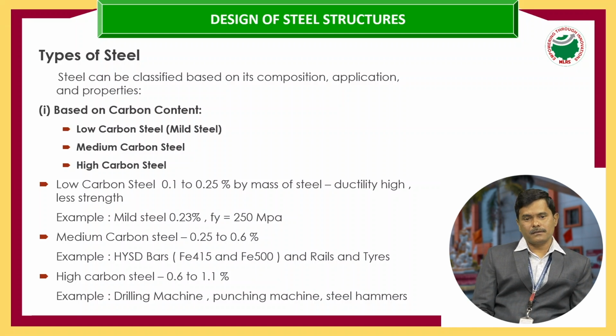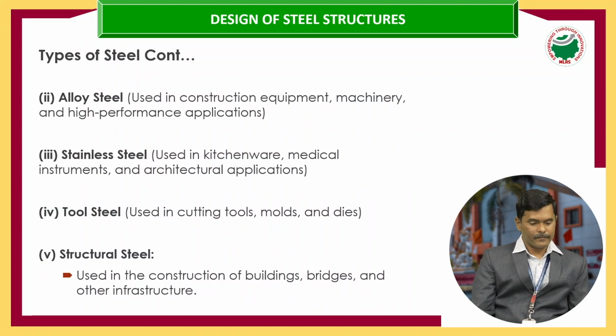Medium carbon steel, the range of carbon content is 0.25 to 0.6 percentage. Example, HYSD bars. HYSD means high yield strength deformed bars. Example, Fe415 and Fe500. This can be used for rails and steel tires. And high carbon steel, carbon content ranges between 0.6 to 1.1 percentage. Examples for high carbon steel are drilling machines, punching machines and steel hammers.